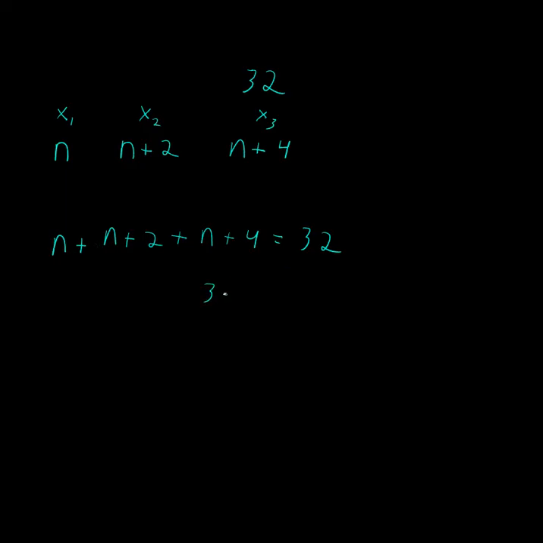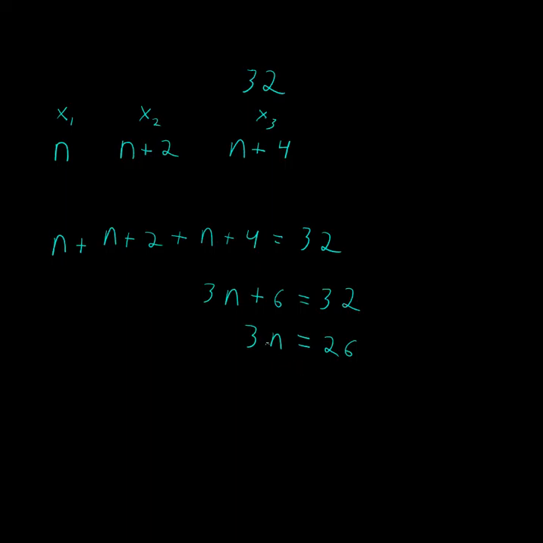And so we would get 3n, if we just group our terms, plus 6 equals 32. So this is a multi-step equation that we can now solve. So 3n equals 32 minus 6, because we can just use the subtraction property of equivalence. And so that would be 26.